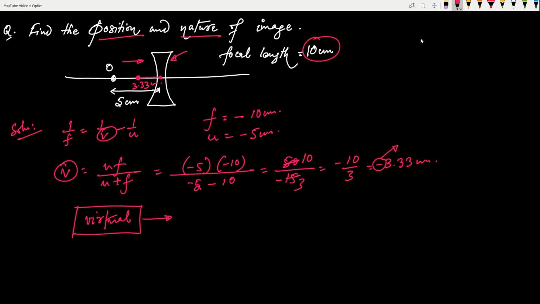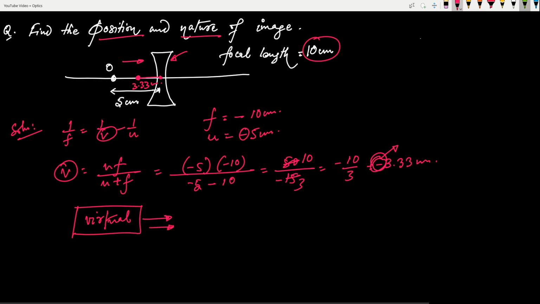Why virtual? One thing you need to understand, when the image and the object are on the same side of the lens, then we say that the image that is produced is virtual. This is one way of looking at it. Another way of looking at it is that if u and v have the same sign, as you can see here, the u has a minus sign, that is negative sign, and v also has a negative sign. Since u and v have the same sign, therefore we can say the image produced is actually virtual.